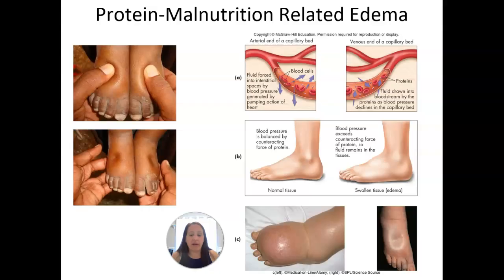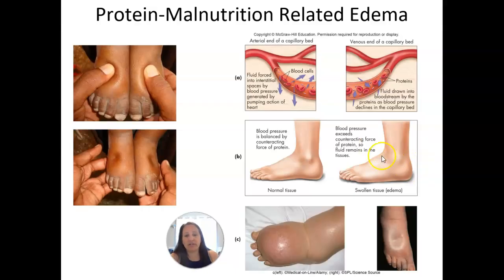When we have inadequate levels of protein circulating in our bloodstream, what happens is this: we end up with edema, swelling. Okay, so again, blood pressure exceeds this counteracting force of the protein. So blood pressure is pushing fluid out of the capillary beds into the tissue, and the proteins that are supposed to suck back in, help that fluid end up back in the blood vessels, there's not enough proteins, and so that process is stalled, and so the fluid remains in the tissue, and we end up with swelling, which again is called edema.